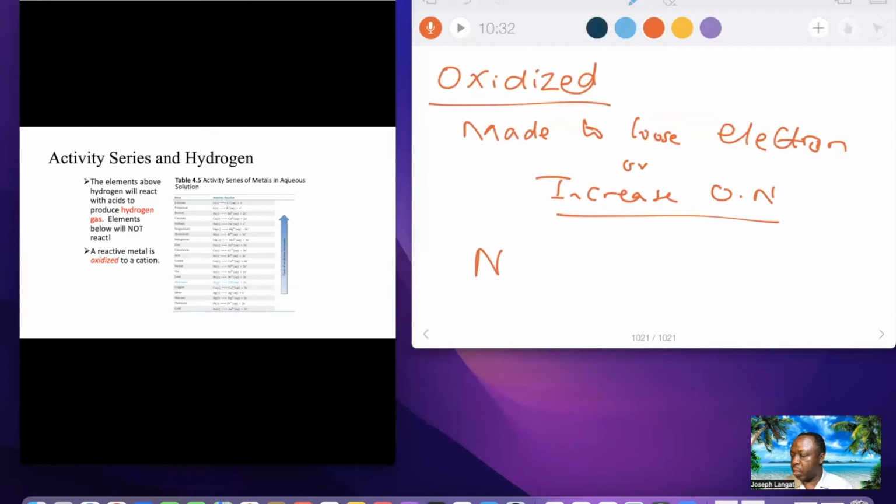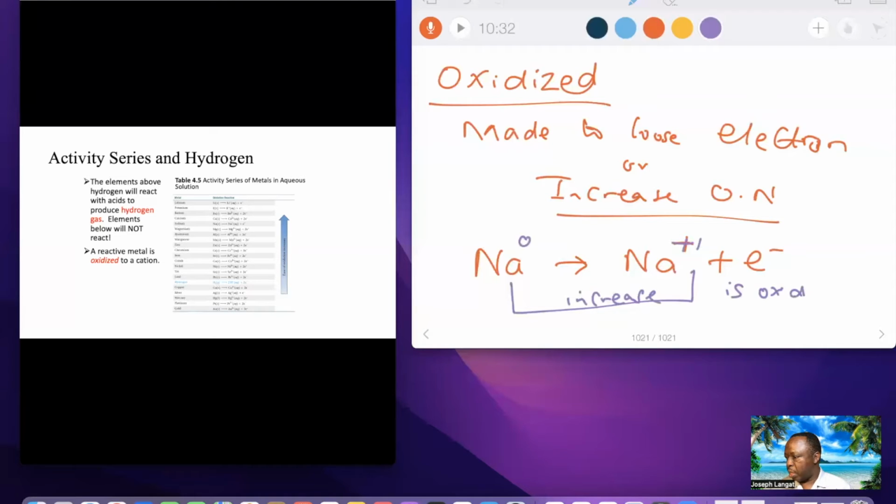For example, here sodium is neutral, going to Na positive plus 1 electron. If you look at the oxidation, this is 0, this is plus 1. There is an increase in oxidation number. We say sodium is oxidized. Sodium is oxidized in this case. So a species or a reactive metal is oxidized. That means it's meant to do what?